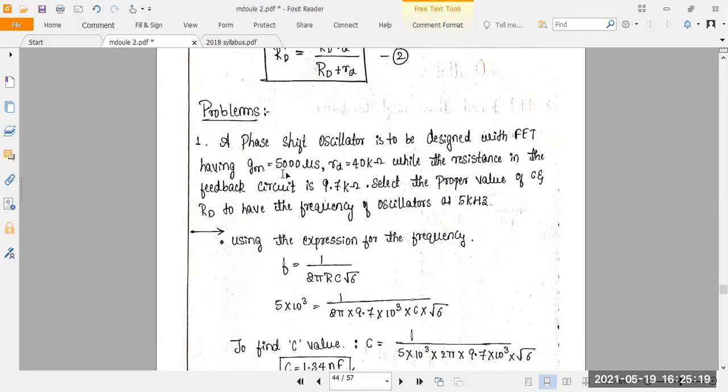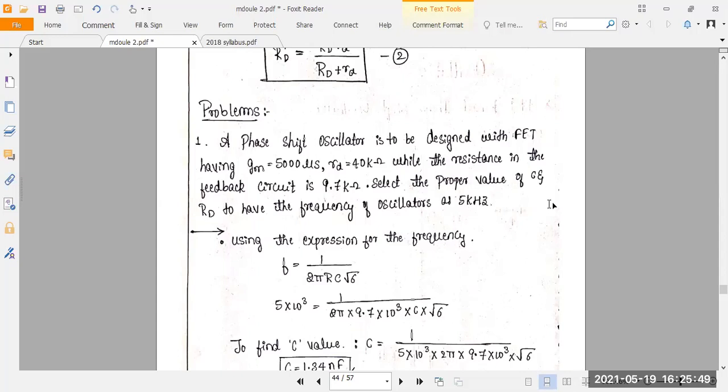The gm is 5000 microsiemens. What about the channel resistance here? Small rd is 40 kilo ohms, while the resistance in the feedback circuit is 9.7 kilo ohms. Select the proper value of C, the capacitance, and RD, the resistance, to have a frequency of oscillation of 5 kilohertz.